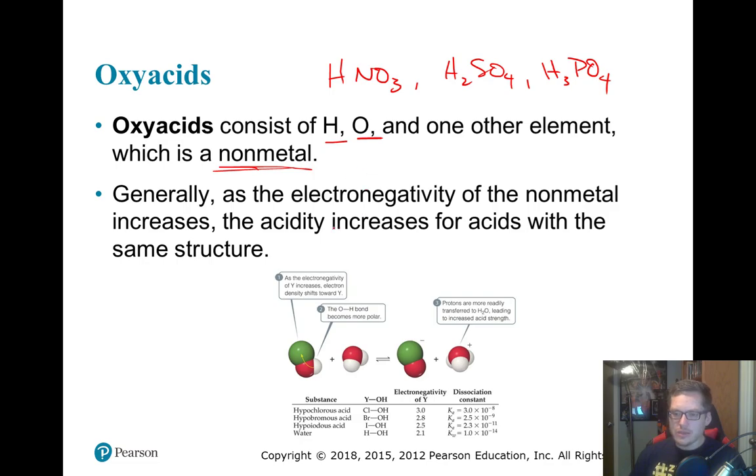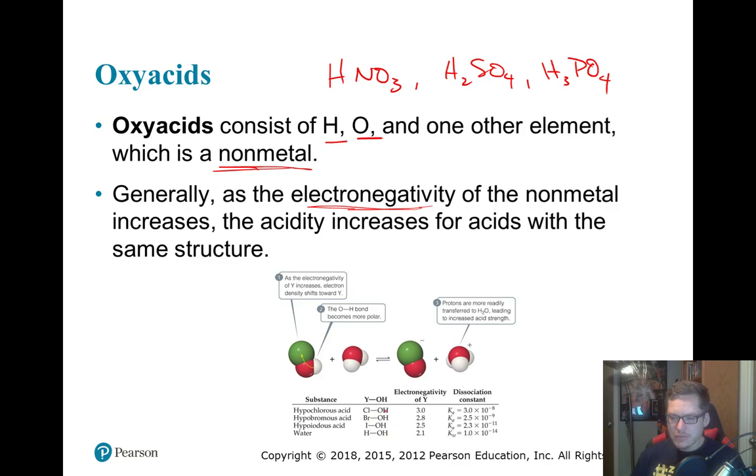All right, generally the most important thing that helps these guys be more acidic is the electronegativity. The more electronegative that nonmetal is, the acidity will increase. Specifically, you're looking for guys that have the exact same structure. So here you can see down here you've got the electronegativities of the thing that's attached to your hydroxide, your oxyanion here. And so you've got hypochlorous acid.